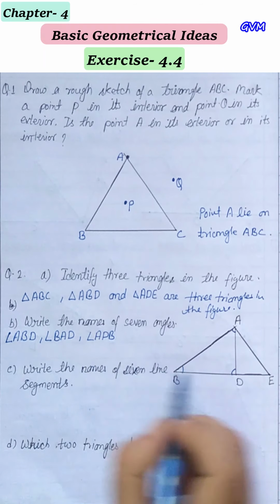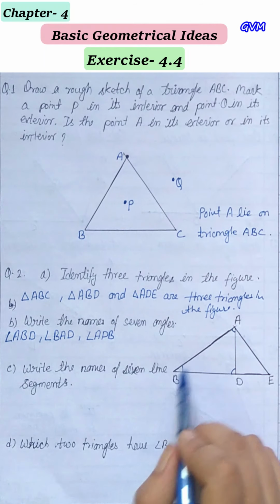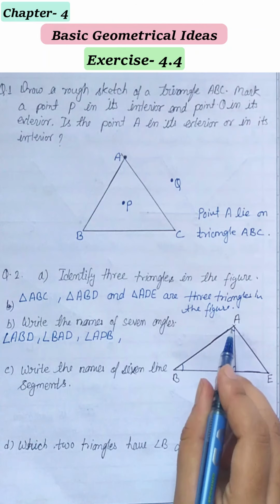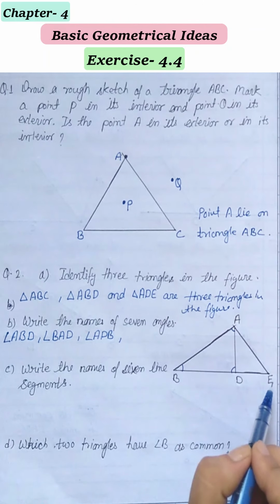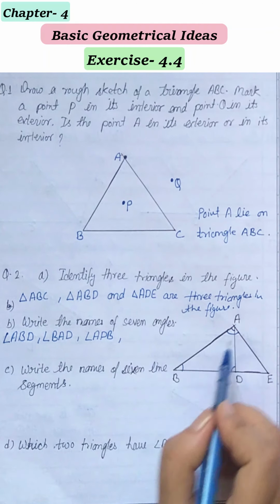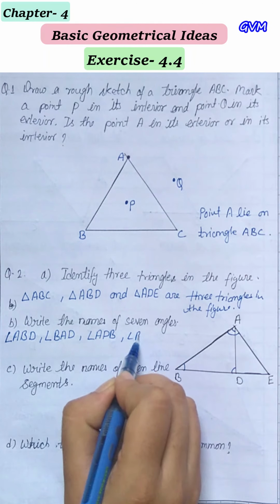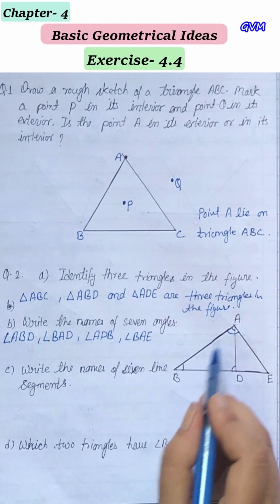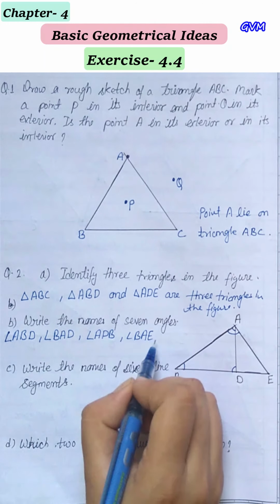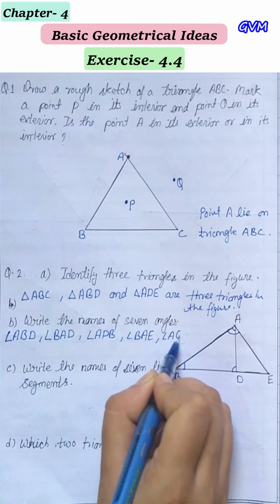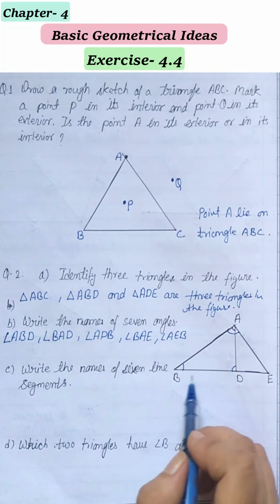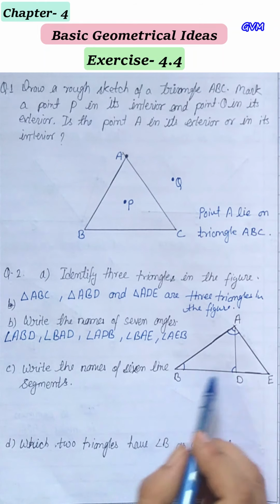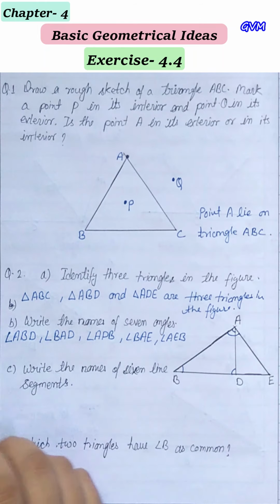Okay, now let us come to the triangle ABE. So in ABE we have angle BAE, this angle. Next we have angle AEB. Now angle ABD we already have, so ABE and ABD are the same angle.